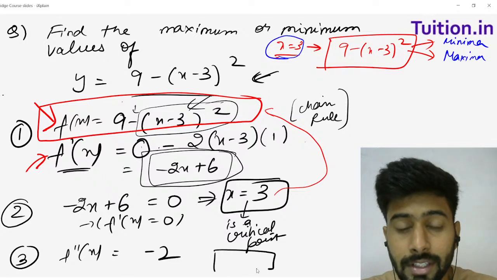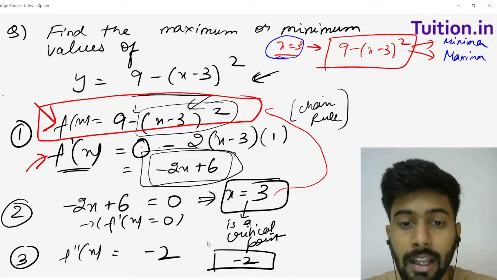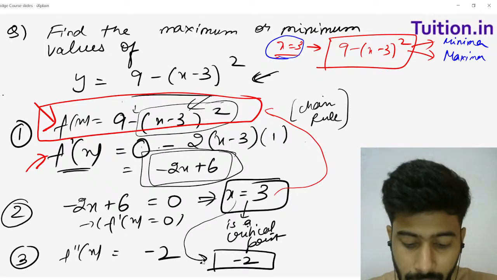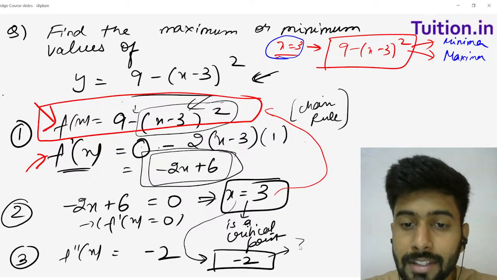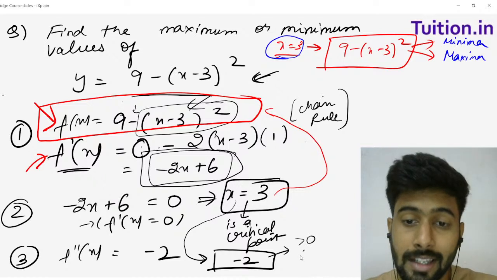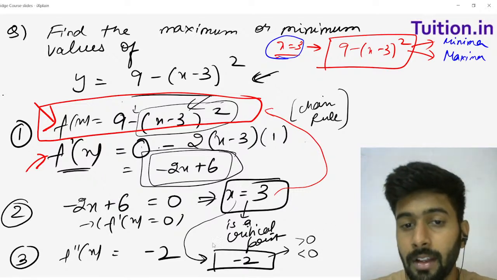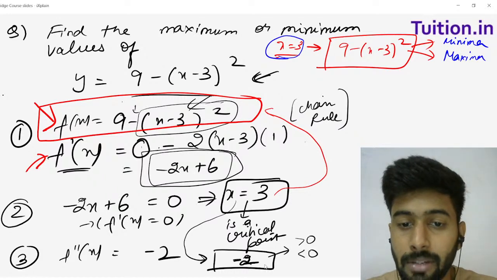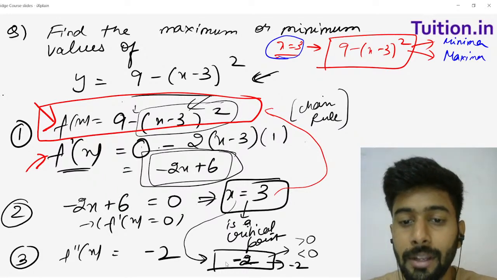So minus 2 is a constant function, and now I will have to put my critical point as input to this function, and if my output is more than 0, I am going to get a minima. If it's less than 0, I am going to get a maxima. So put x equal to 3 into this. Because it's a constant function, minus 2, your output is going to be minus 2 only.